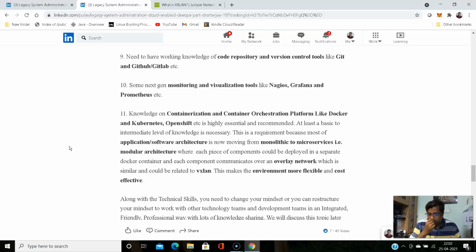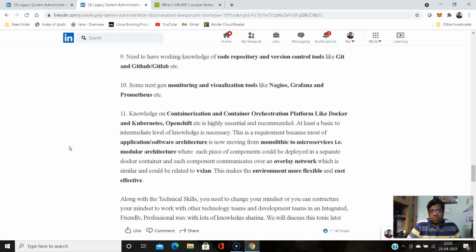This is a requirement because most application software architecture is now moving from monolithic to microservices, that is, modular architecture. Let's take an example of a 2-tier or 3-tier architecture, where we have the front tier, the middle tier, and the last tier, the third tier being the database tier. The applications running over each tier can be broken down into smaller pieces and accommodated inside containers, and these containers can run over multiple servers. They communicate with each other using an overlay network, which is similar to VXLAN.